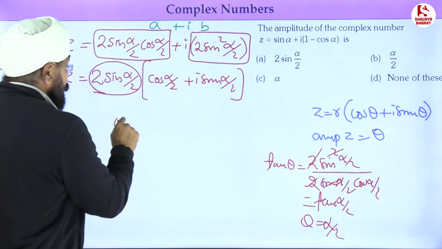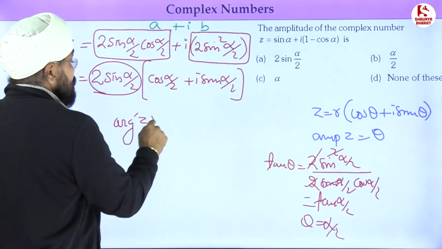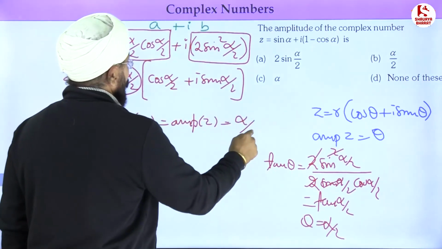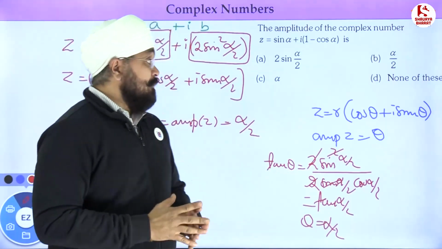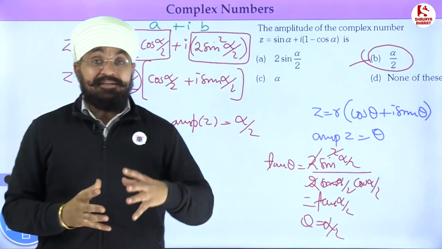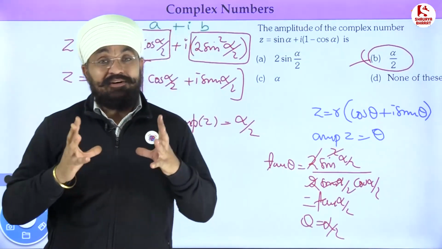So the argument, or we'll say amplitude of Z, will be just alpha by 2. This is a very simple question. It depends on you how you are going to apply it. You can go with the basic method, or you can apply the short techniques.